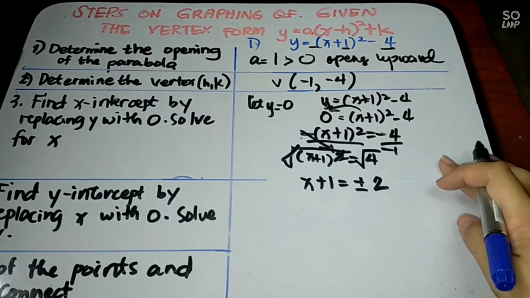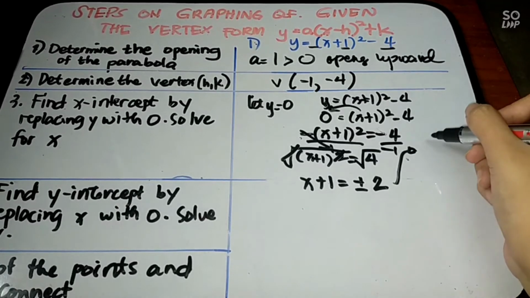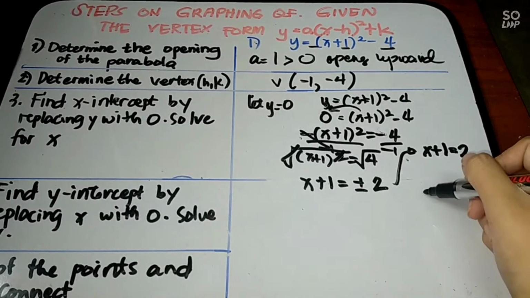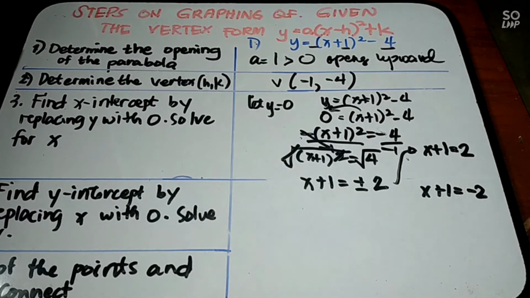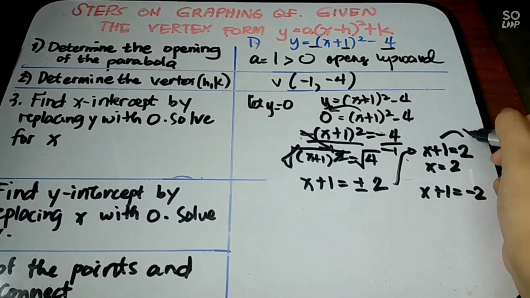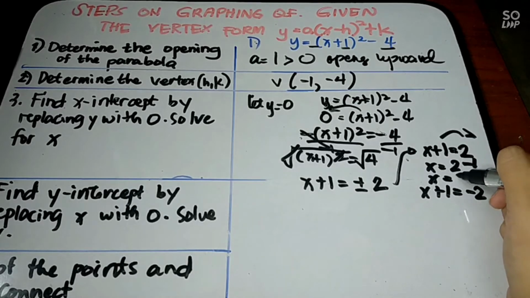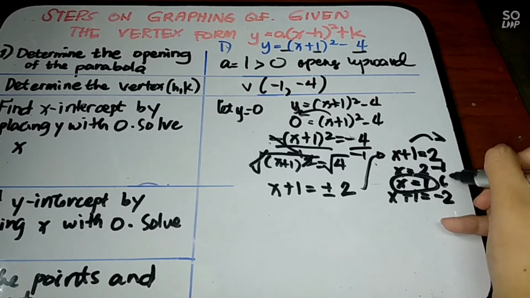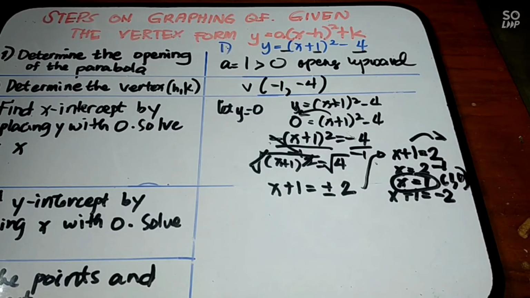So, dito natin iusod para malaki yung space. So, you have here, yung isa ay x plus 1 is equal to positive 2. Yung isa magiging x plus 1 is equal to negative 2. Okay? Then, solve for x. Just transpose. x is equal to 2. Lipat mo yung 1 sa kabila, magiging negative 1. So, 2 minus 1, x is equal to positive 1. So, yung x-intercept mo dito, ang x mo ay 1, ang y mo ay 0. 1 and 0. So, yan yung isa mong point.